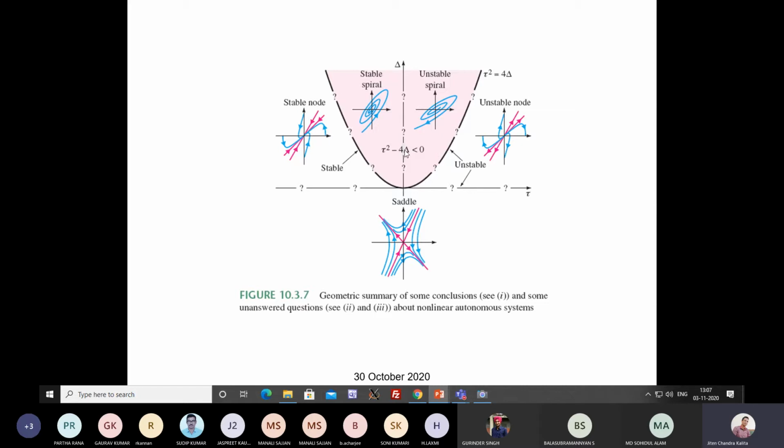Again, along this imaginary axis, this is also a question mark. And throughout this line where delta is equal to 0, this is also a question mark. Okay, but we'll still try to answer some of the question marks along these three, this one curve and these two lines, wherever possible, we'll try to solve that. Okay, fine.